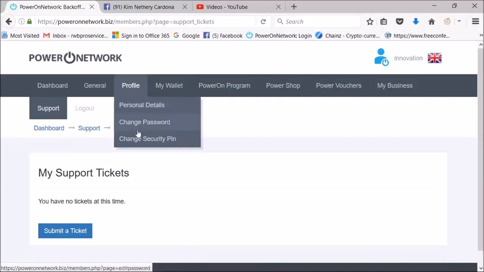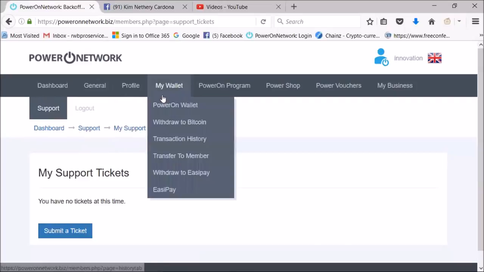You can change your password. You can change your security PIN. So guys, you want to make certain that you save your password and security PIN. So anytime you make any significant changes, this security PIN is an extra security measure to make certain that even if people got your password, they would need that PIN as well in order to change or do anything with your account. So you can change that. So just be aware that you're going to need to make sure you keep those under your hat.